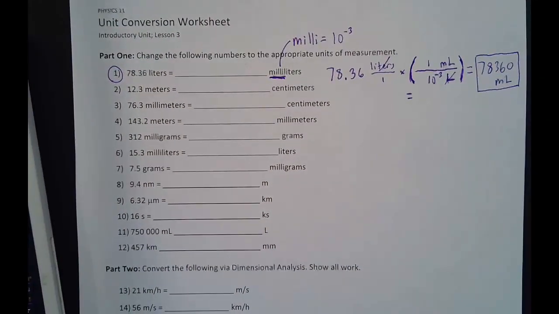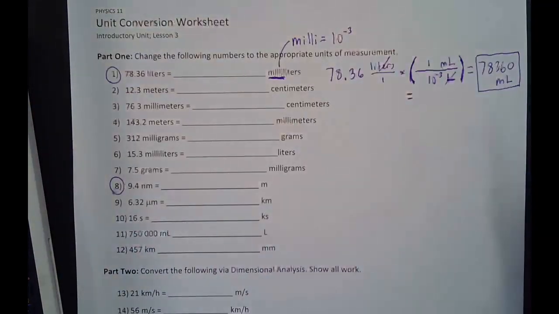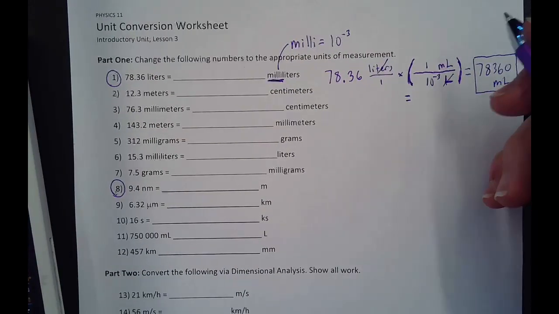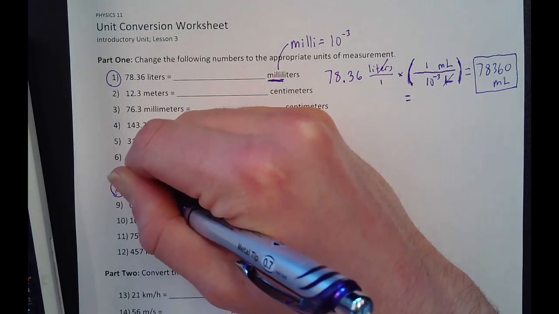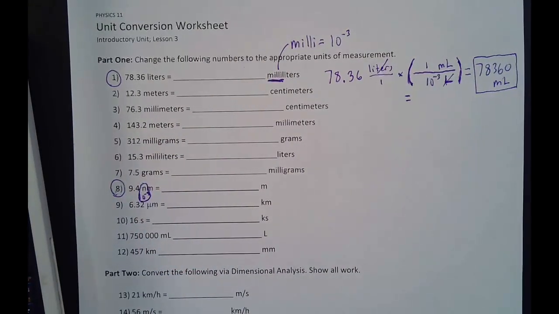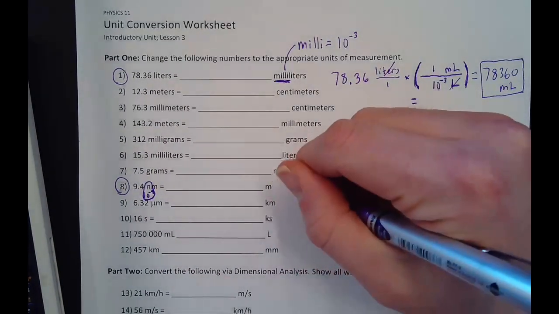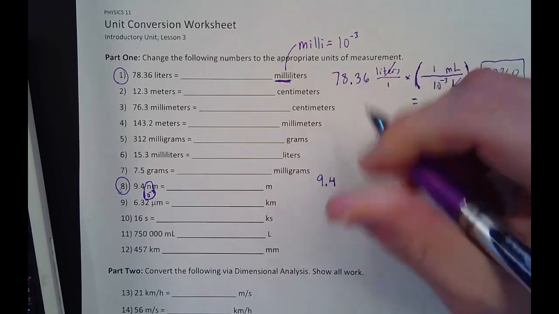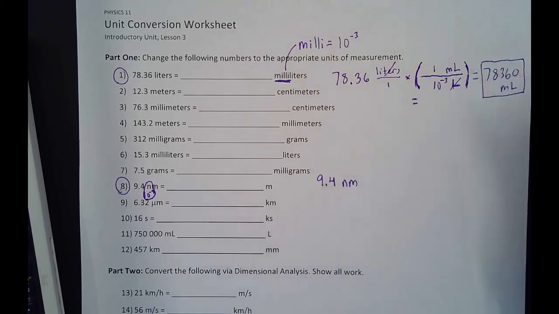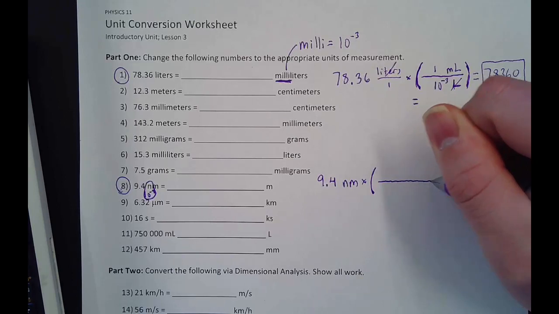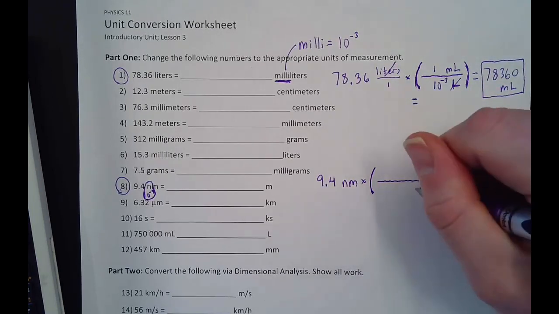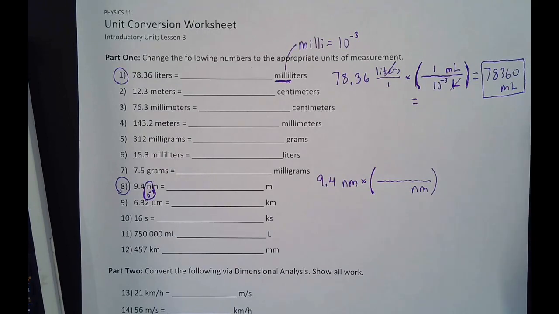These are all millis. Do we have any non-millis? Let's do 8 here. Let's go 9.4 nanometers to meters. We're going to remind ourselves that nano means 10 to the negative 9. Nano is 10 to the minus 9. And so we're going to start with 9.4 nanometers. And we are going to multiply by a clever form of 1 to keep the value the same. We already have nanometers in the numerator and in the denominator, so it cancels. The unit we want in the end is meters.